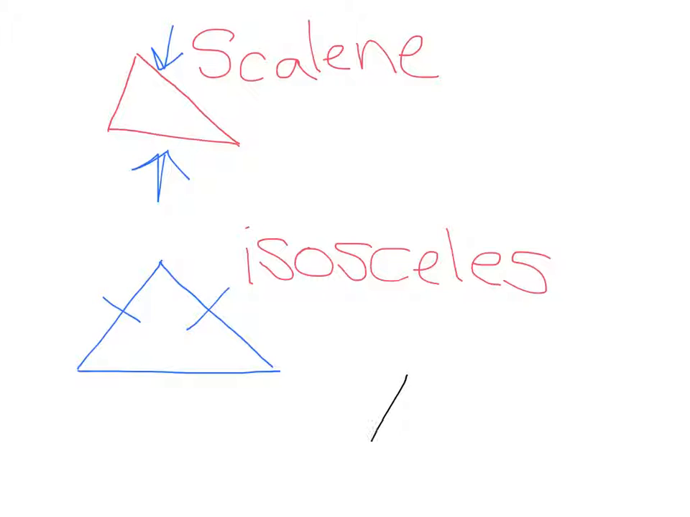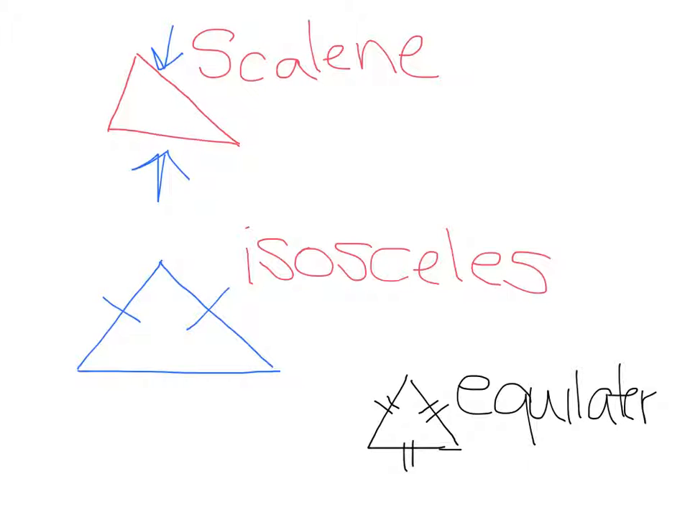And the last one will be something that looks a little bit like this. Sorry, my drawings are not great. But it will identify that all the sides are the same, and this is an equilateral triangle. This means that all the sides of the triangle are equal to each other. They're all congruent. Sometimes on a scalene triangle, you may see one line on one side and two lines and three lines. This identifies that each side is a different length.